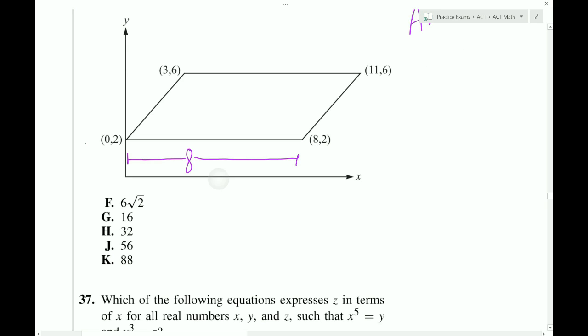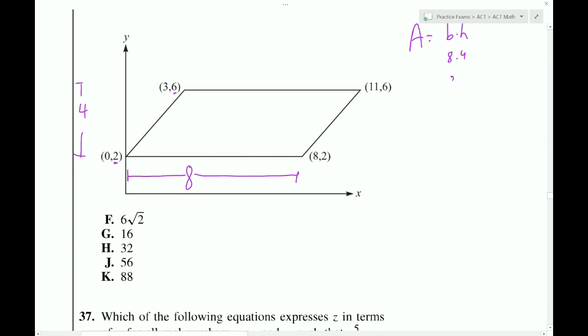Now the height, by the way, is not the slant height, it's actually the direct vertical. Okay? So the vertical starts at a height of 2 and goes up to 6. So I claim that this height here has to be 4. So then we just simply substitute those numbers in. 8 times 4, so that's 32, right?